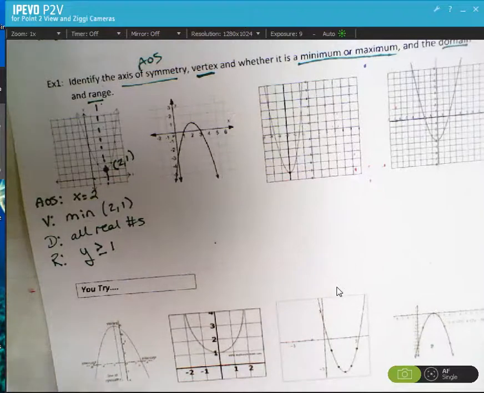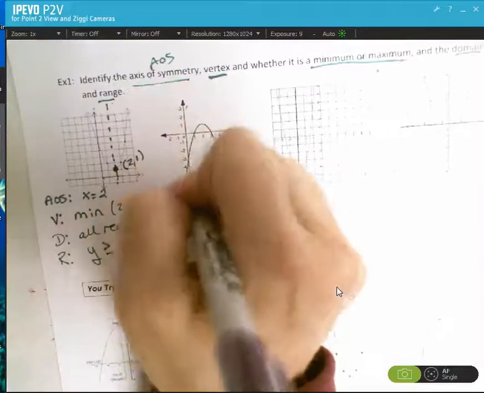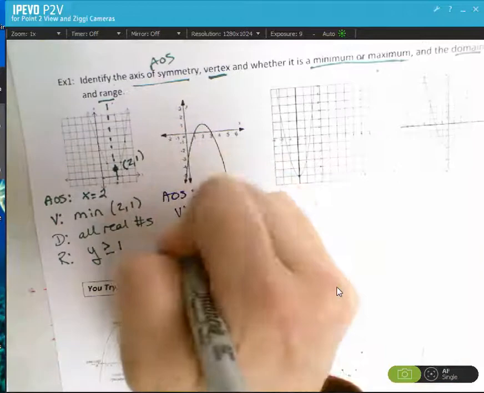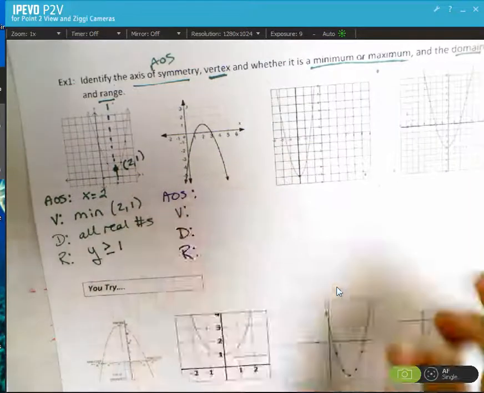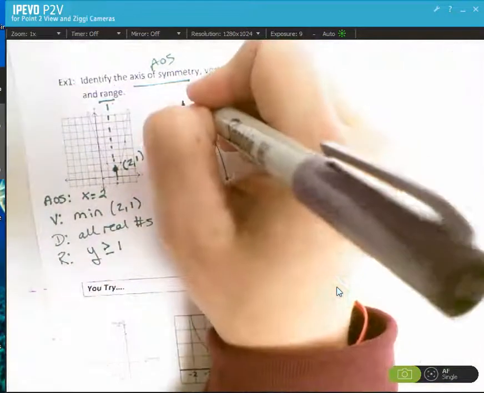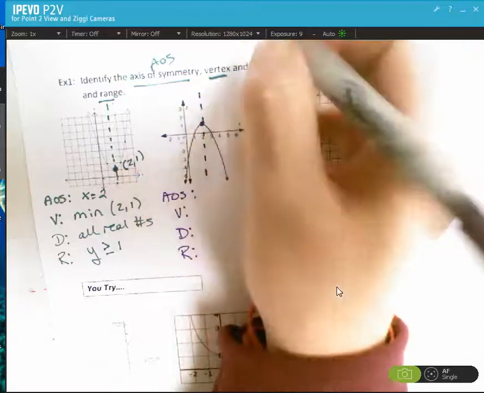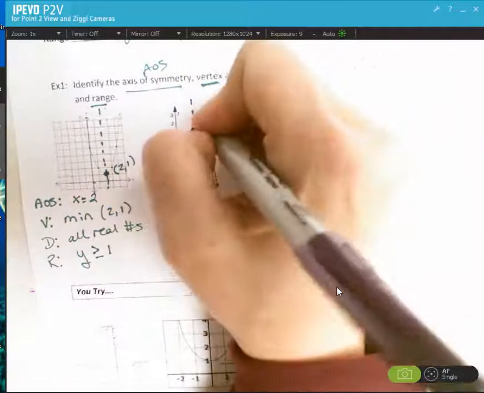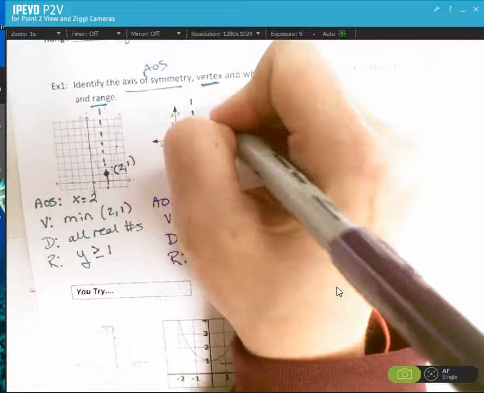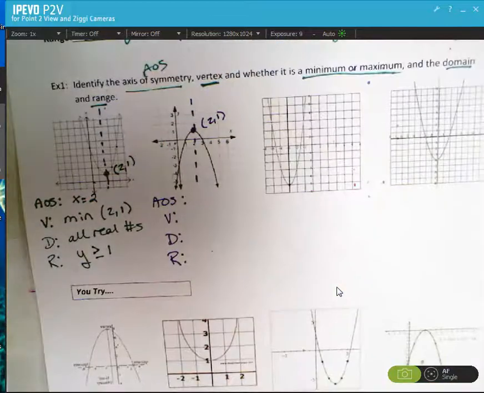Okay, let's try this one. We've got an axis of symmetry. That's what we're looking for. We need a vertex, we need a domain, and we need a range. My axis of symmetry chops my parabola in half. It is the line of reflection. The vertex is the maximum or minimum point, so I'm going to go ahead and label that 1, 2, 2, 1. This vertex is also (2, 1).